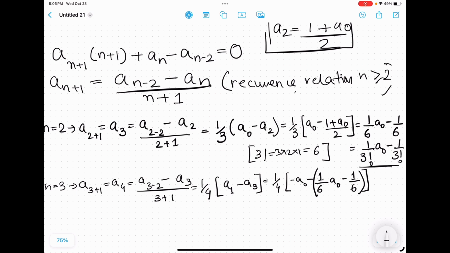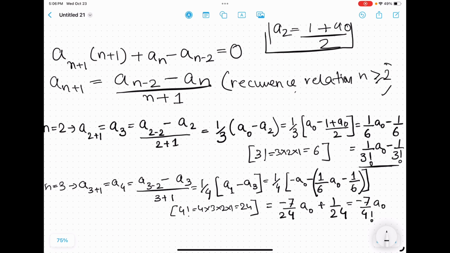Now again, if we simplify them, we get negative 7 by 24 a sub 0 plus 1 by 24. You will also notice that 24 is basically 4 factorial, since 4 factorial is 4 times 3 times 2 times 1, which is 24. So I can already tell that a factorial must be present in this pattern. It does happen in my pattern.